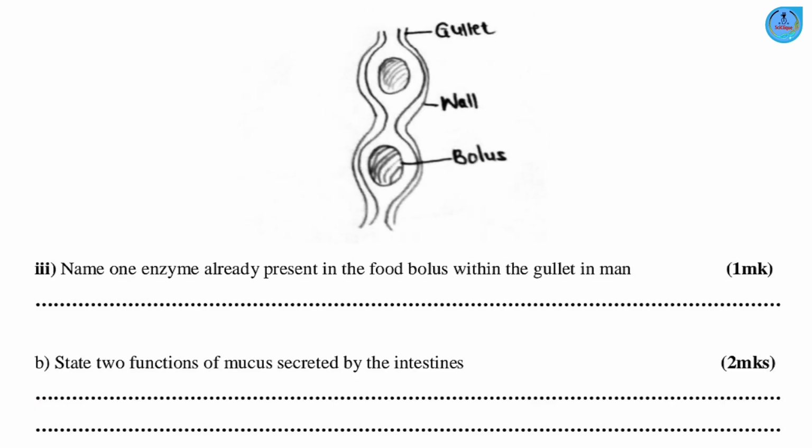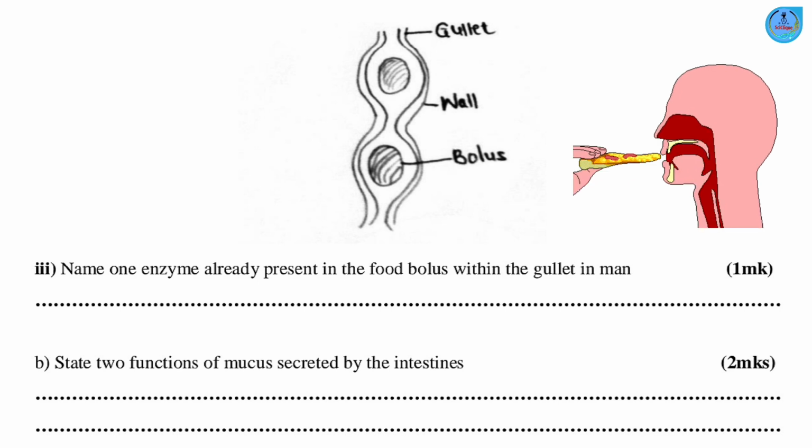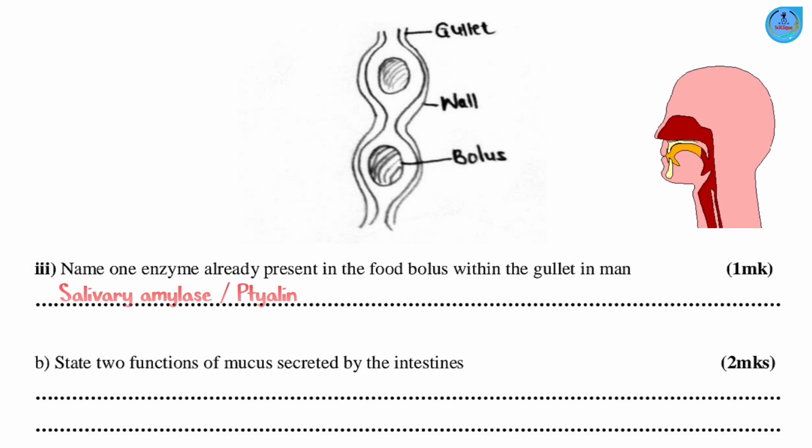Okay, Roman number 3, name one enzyme already present in the food bolus within the gullet in man. Now let's just go back a bit. The food starts out in the mouth and then proceeds to the gullet, okay? So if you're talking about an enzyme that is present in the bolus, that means this was an enzyme that was mixed in with the food in the mouth. Remember, the esophagus does not secrete any enzyme. So which enzyme is present in the mouth, specifically in saliva? That is enzyme salivary amylase, also known as ptyalin.